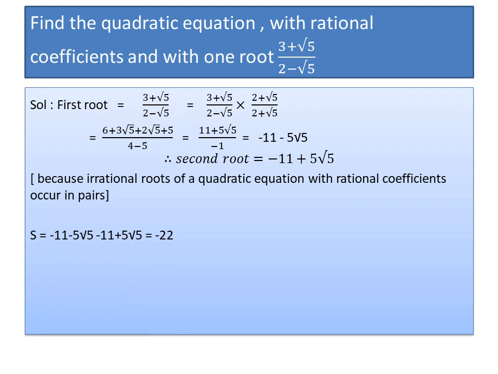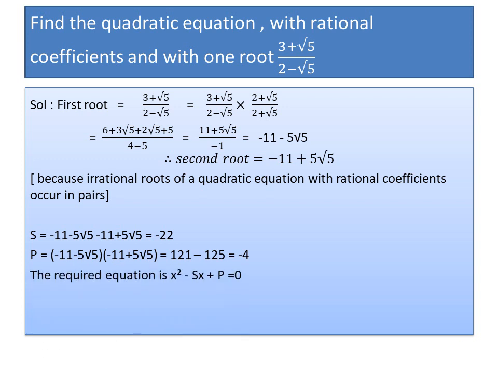Now the sum comes out to be −11 − 5√5 − 11 + 5√5, which is equal to −22, because −5√5 and +5√5 cancel each other, and −11 −11 comes out to be −22. So the product of roots, (−11 − 5√5)(−11 + 5√5), comes out to be 121 − 125 = −4. So our required equation is x² − sx + p = 0, or x² + 22x − 4 = 0.